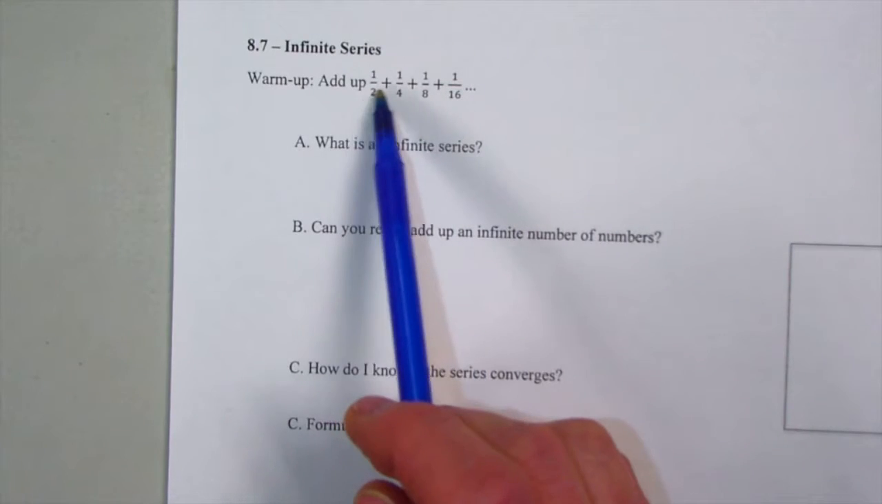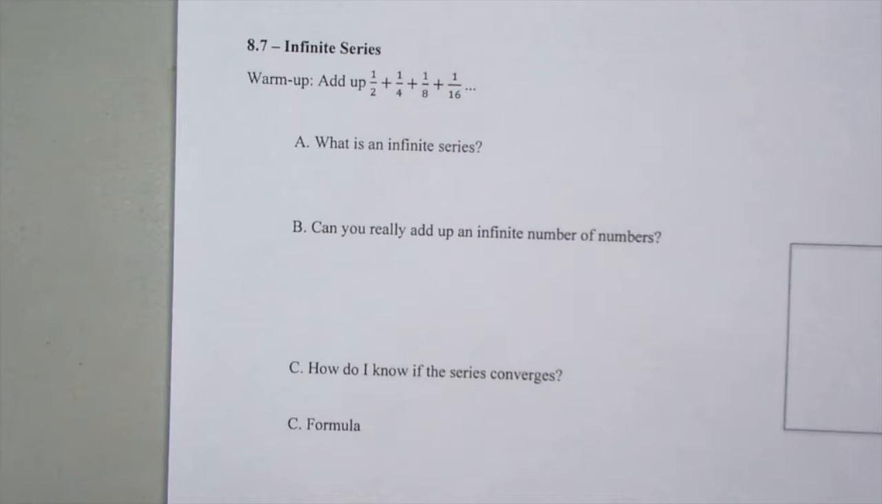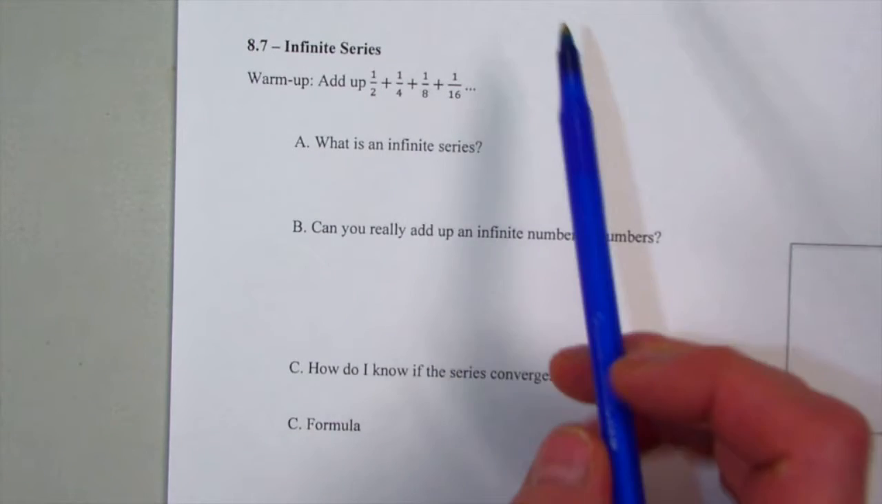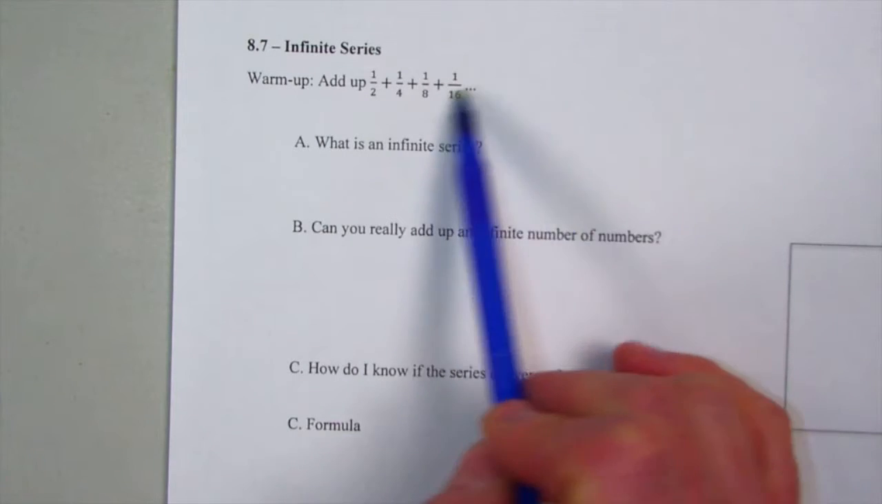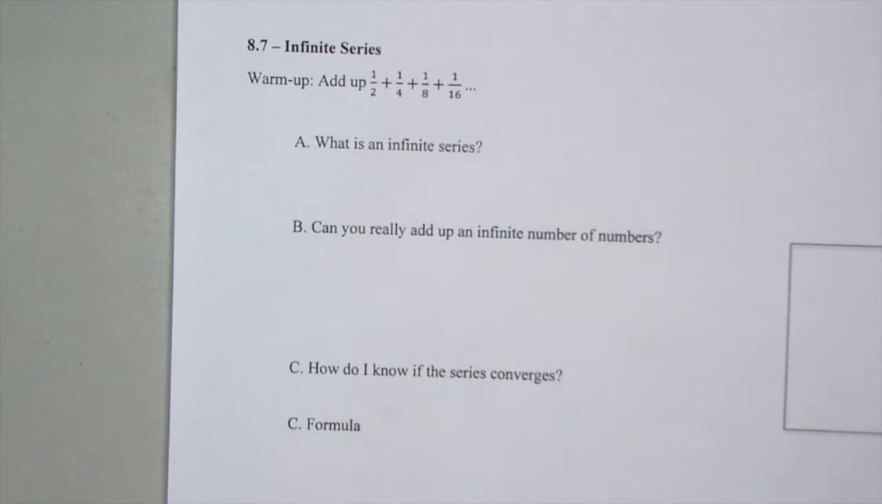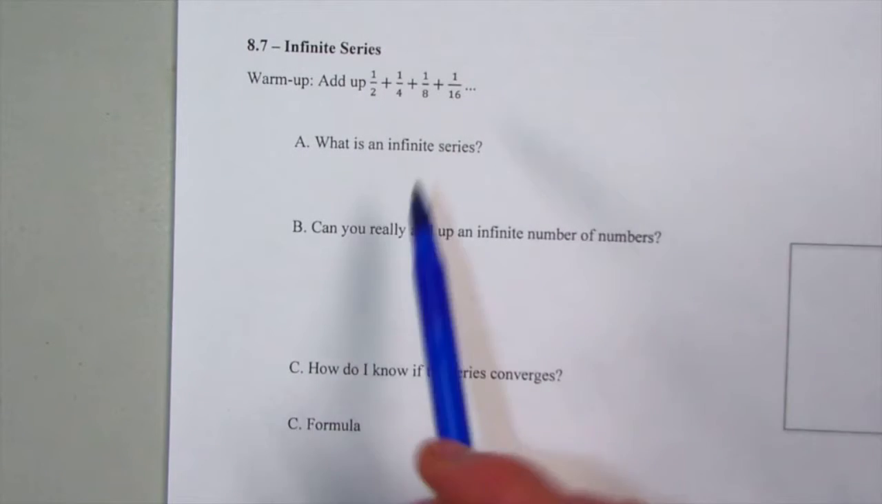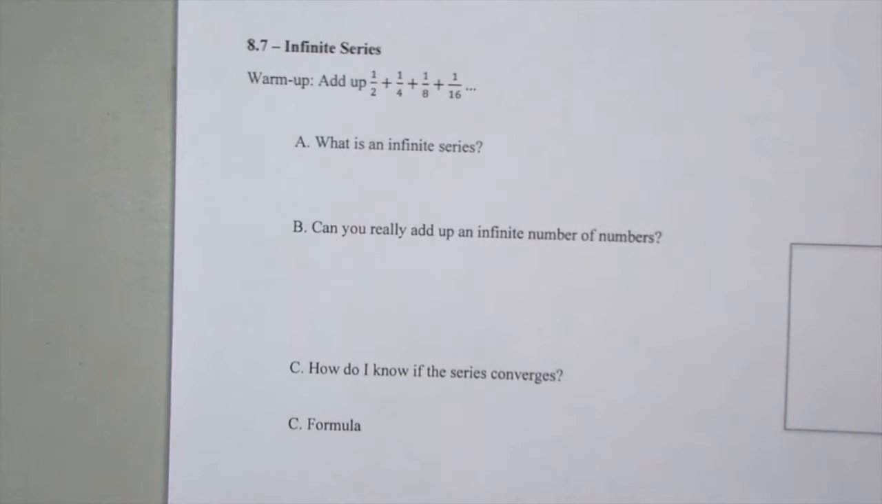So you have 1/2 plus a fourth plus an eighth plus a 16th. Think for a second if I kept this pattern going, plus 1 over 32 plus 1 over 64, and I kept that pattern going forever and ever and ever, and then found the sum. See if you can figure out what would the sum be if I added up all of those fractions.